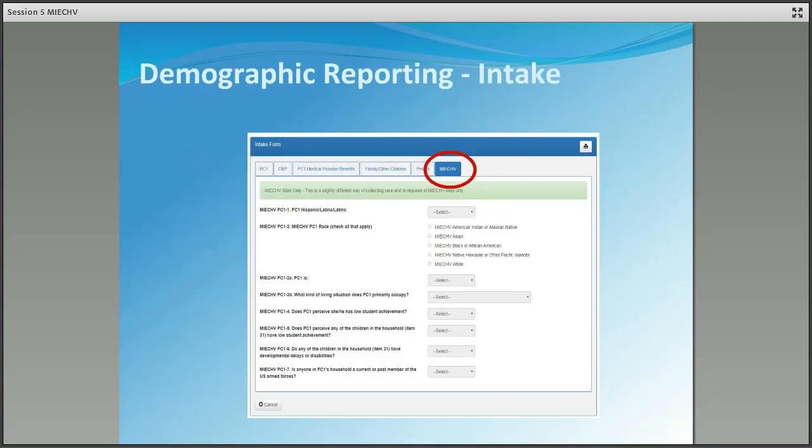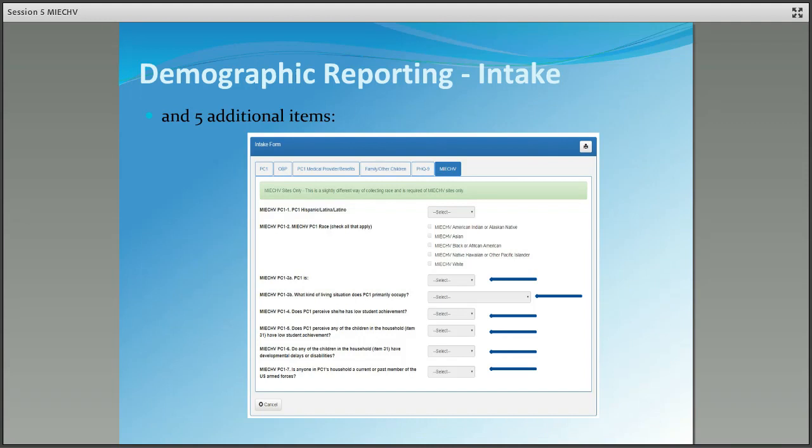On the intake form, MCV programs have a few additional questions to answer. These items are under the MCV tab. First, MCV programs need to answer 2 items about PC1's ethnicity and race. Notably, these items ask about ethnicity and race separately, which is different from our standard item where the 2 factors are asked together. So MCV participants can respond that they are Hispanic or Latina and Black or African American.